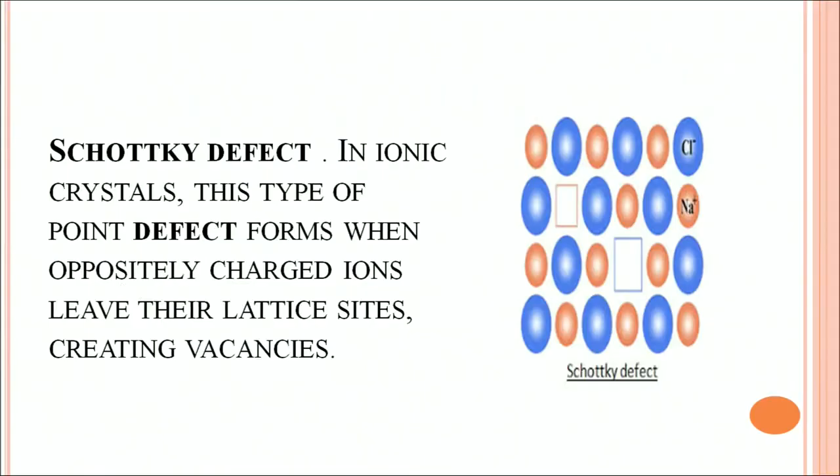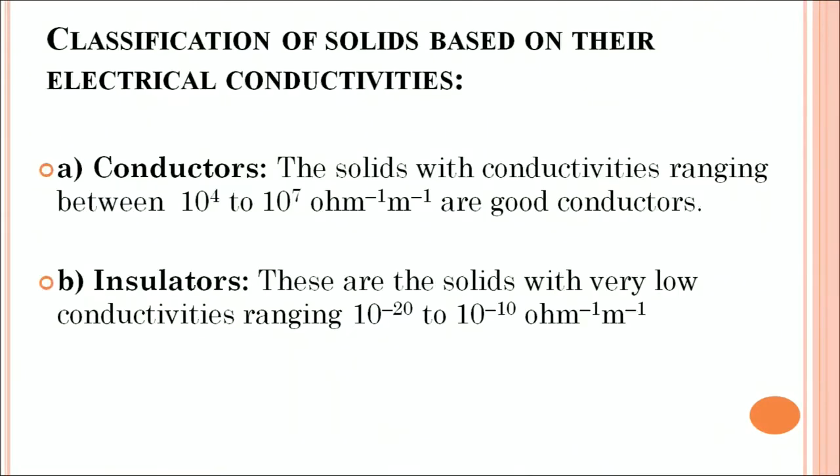In Schottky defect, in ionic crystals, this type of point defect forms when oppositely charged ions leave their lattice sites, creating vacancies. Now, you can see here the blue ones and the orange ones, the cations and anions, oppositely charged, that is one cation and one anion, sodium and chloride ions are missing over there. So, they leave their lattice sites. So, that is the Schottky defect.